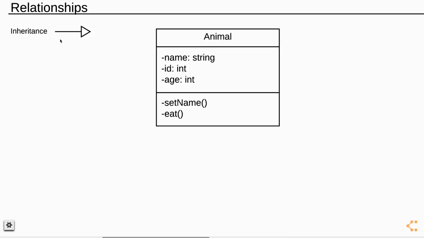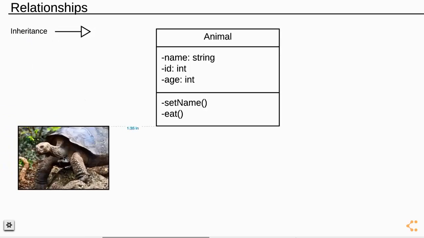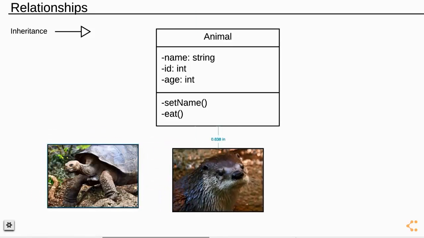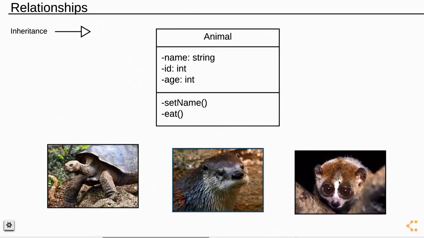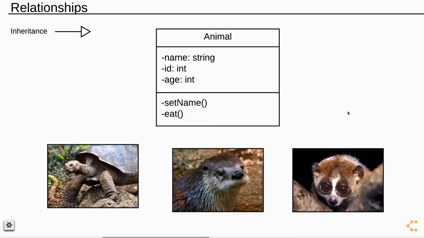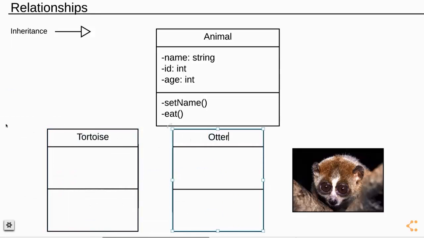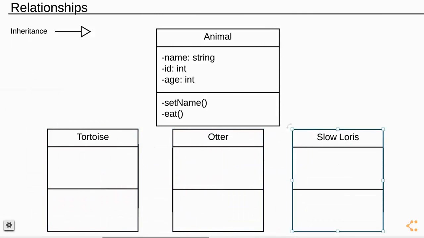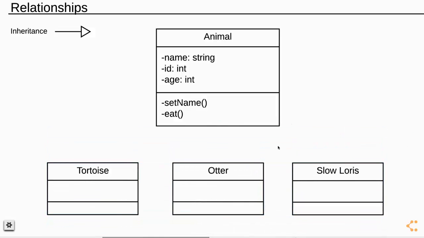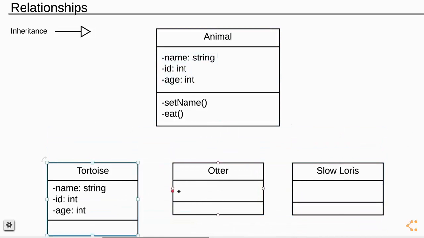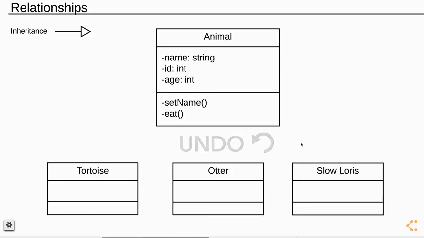Okay, so inheritance. Let's say in our zoo, the only animals we have are tortoises, otters, and the lesser-known, but nonetheless amazing slow loris. In our system, we want to distinguish each of them as their own class. So we make 3 new classes for tortoise, otter, and slow loris. And I'll make these a little smaller so you can see them better. Now instead of duplicating attributes for name, ID, and age, we can make these classes into subclasses of the animal class by drawing open arrows like this. This is an inheritance relationship.